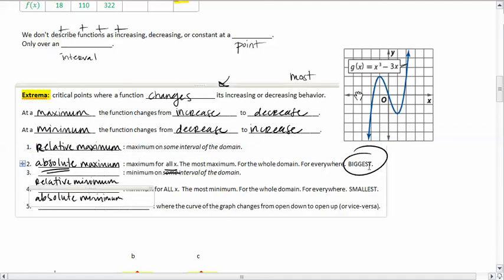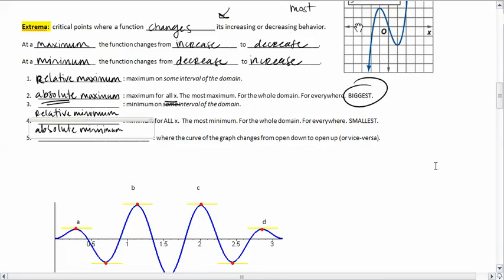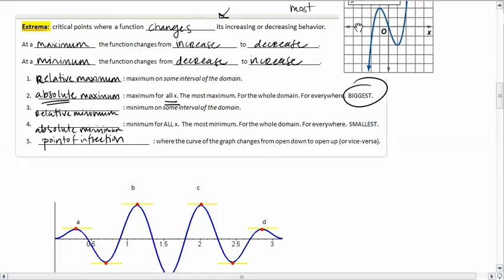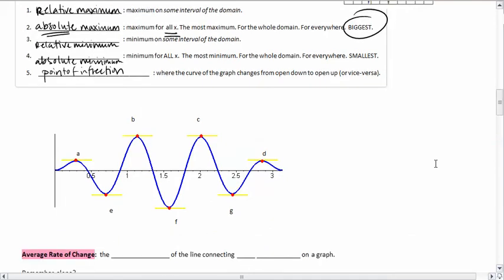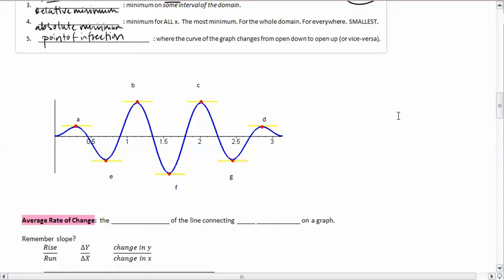The last thing we need to know is you can have a point of inflection. The point of inflection is where the curve of your graph changes from open up to open down or vice versa. So let's talk about relative maximums and minimums and absolute maximums and minimums by looking at this graph. So we have some open ups, some open downs, we have some A's and some B's.